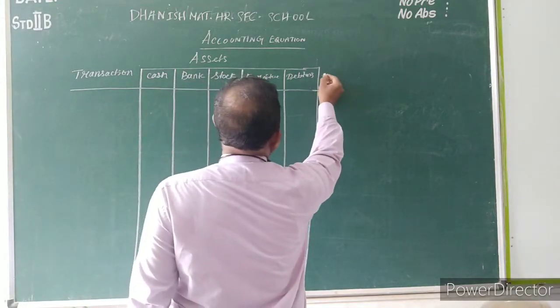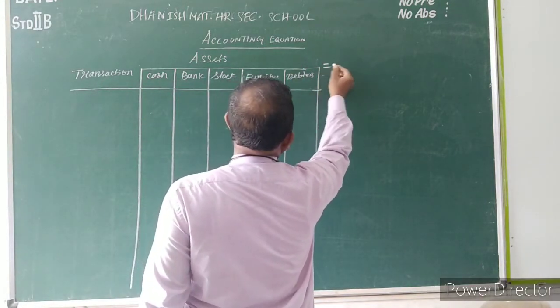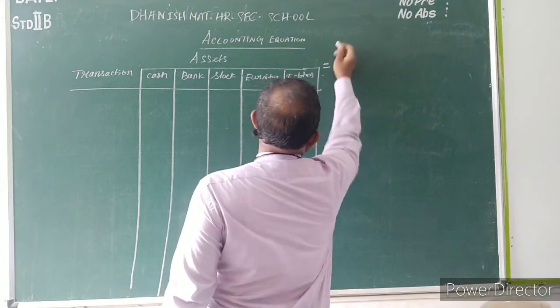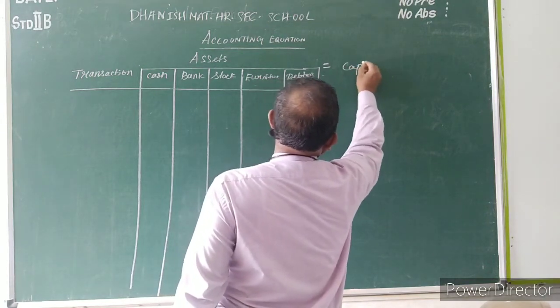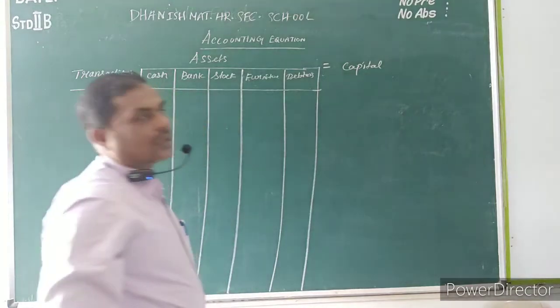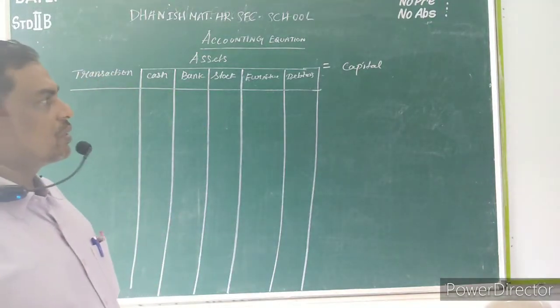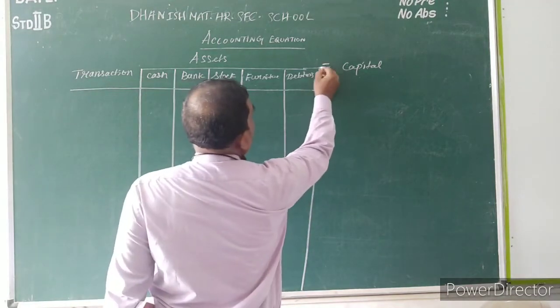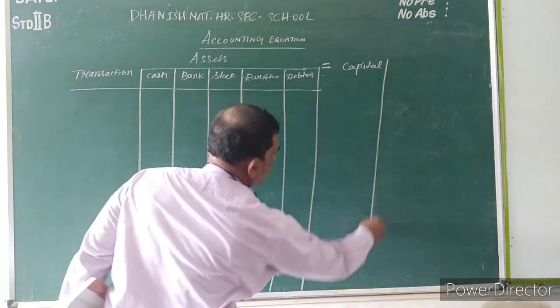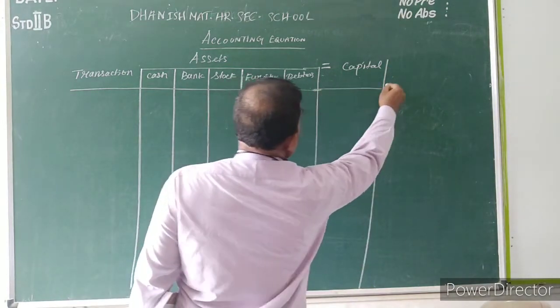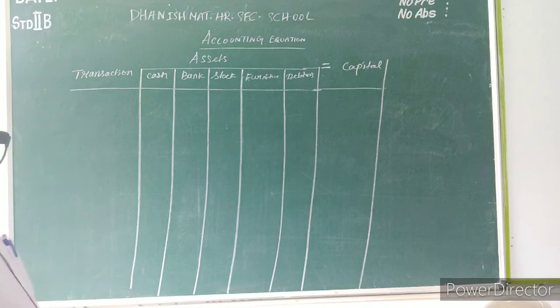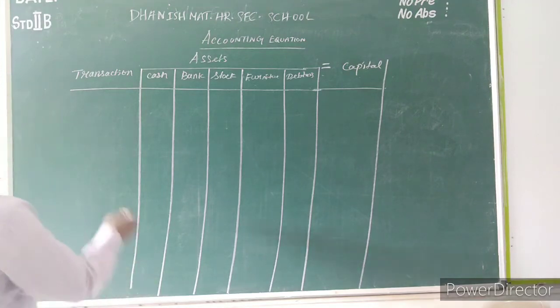Here assets is equal to liabilities, which here is only capital. Capital only is the liability here. There are no other liabilities here. We just make one item, that is called capital. Okay. Now, what is the first transaction?